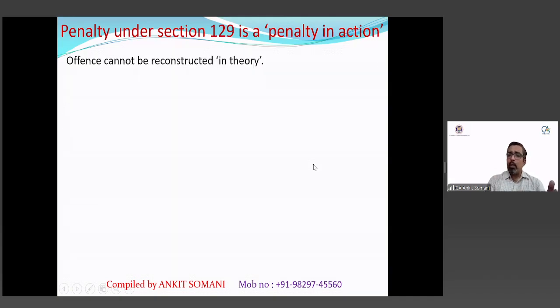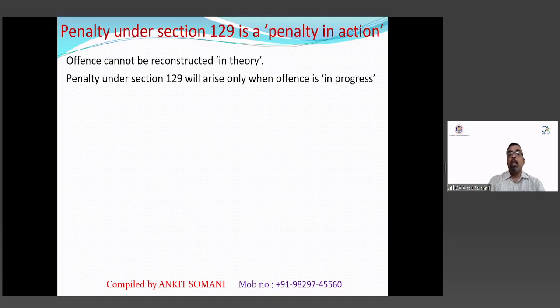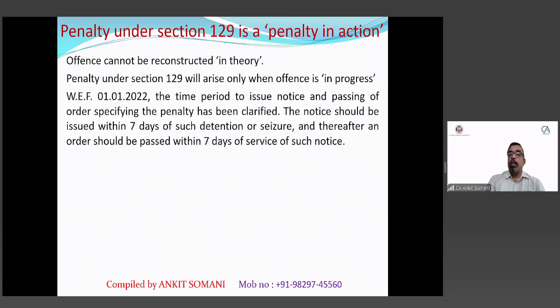Offense cannot be construed in theory. It has to be in action. Penalty can only be levied when the goods or the conveyance is in transit. Penalty under section 129 will arise only when the offense is in progress. If the goods or the conveyance have reached the relevant location, then penalty under section 129 cannot be levied, especially with effect from 1st of Jan 2022.